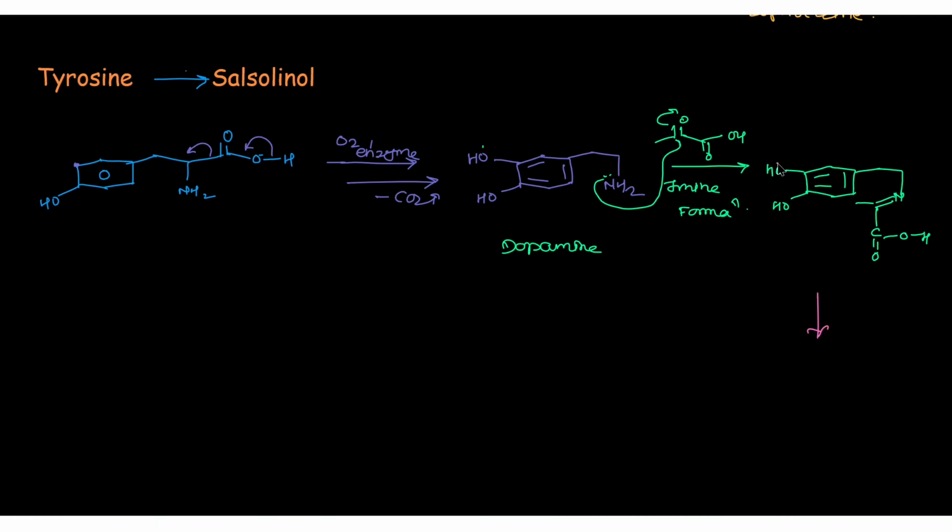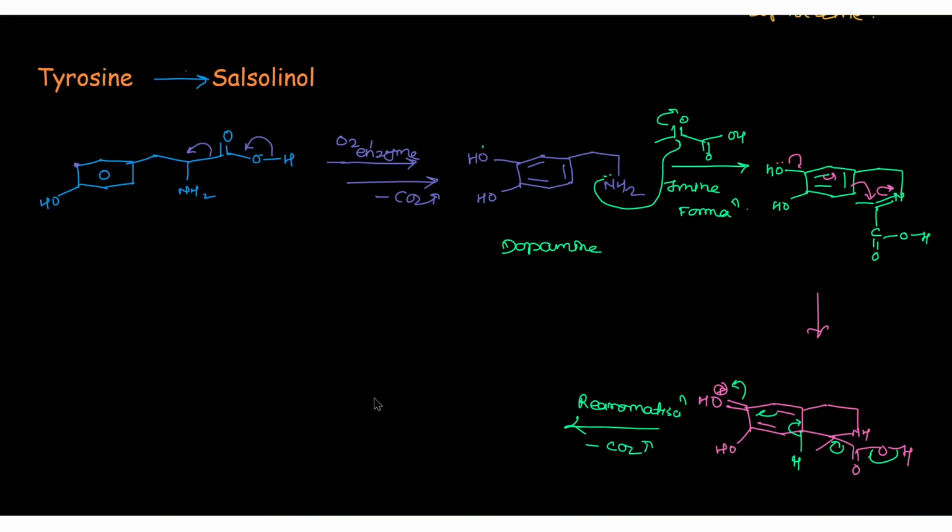In the next step, the lone pair of oxygen delocalizes. This pi bond attacks on this carbon atom and after that protonation takes place and we get, in the next step, rearomatization and loss of CO2, and we get this moiety which is known as salsolinol.